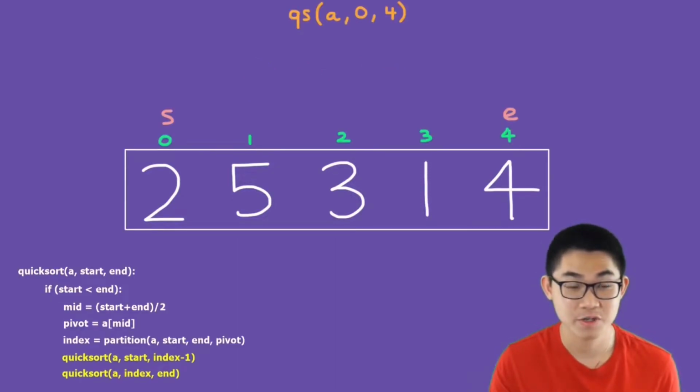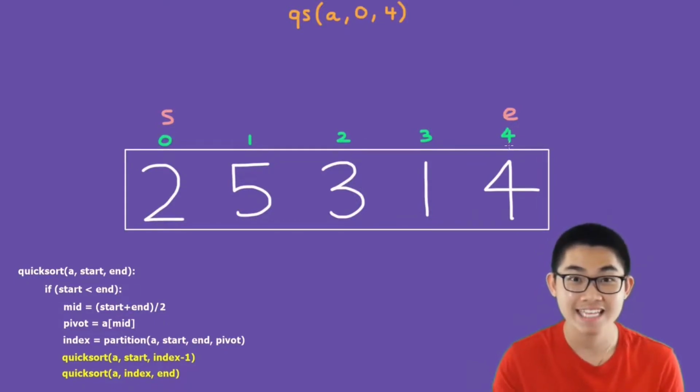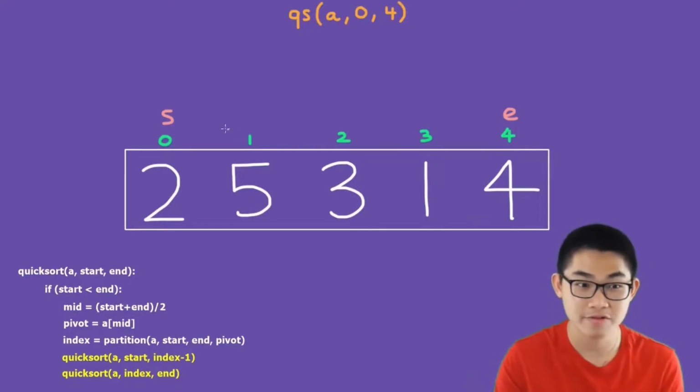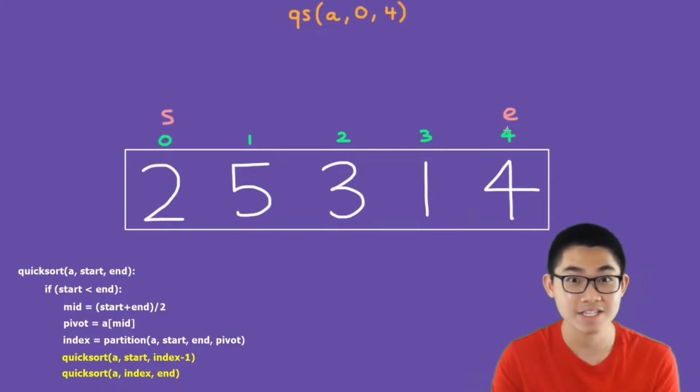The first thing I'm going to do is put the indexes here. So you can see this is index 0, 1, 2, 3, 4. So these are just indexes. And then the second thing I'm going to do is put the start and the end. So we want to quick sort the array from the start, which is at index 0, to the end, which is at index 4. And we're ready to call the quicksort function.